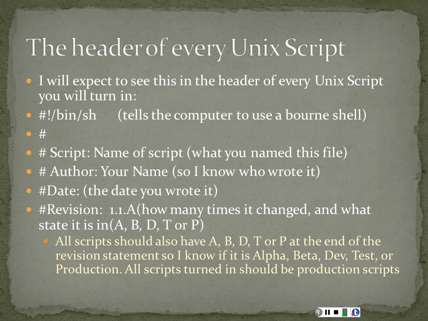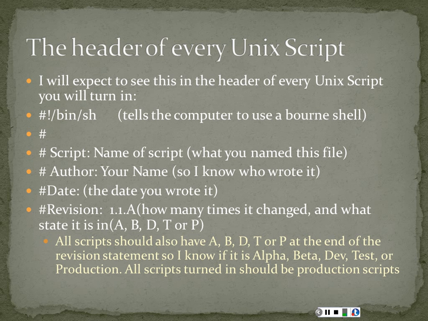Then the revision number, right? How many times it's changed. So if it's the first script, it's a 1.1 alpha, right? And these letter codes mean something really specific. If you turn in to me an alpha script, I'm assuming you're not done yet. You just want me to go through and evaluate it and see if you're on the right track. If you turn in a beta script and all the rest of it, the only thing I'm grading are production scripts. Right? So each of these letter codes really means something really important to a programmer.